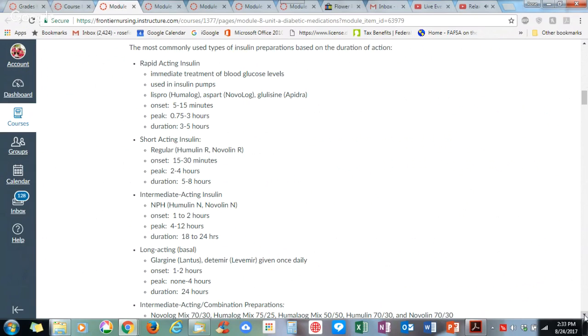Short-acting insulin is regular insulin. It's Humulin R and Novolin R. Onset is 15 to 30 minutes. Peak is 2 to 4 hours. Duration is 5 to 8 hours.